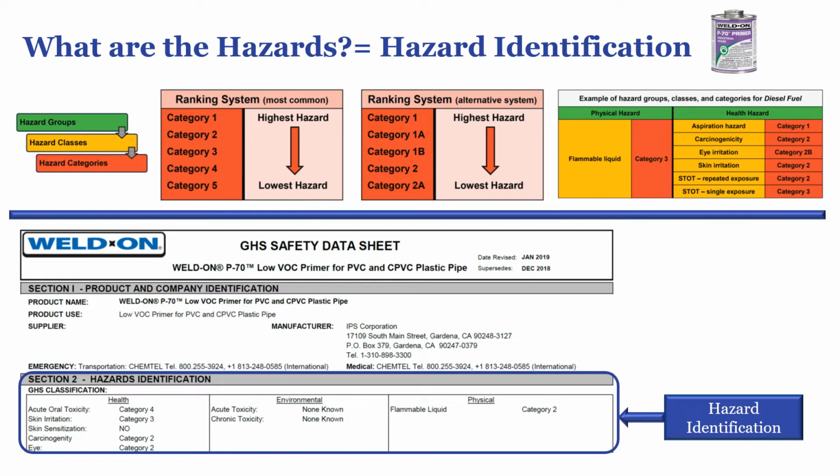P70 has 3 hazard groups: health, environmental, and physical. Under health, you can see acute oral toxicity is classified as category 4, which is a lower ranking hazard. And under physical, flammable liquid is classified as a category 2, which is a high hazard.